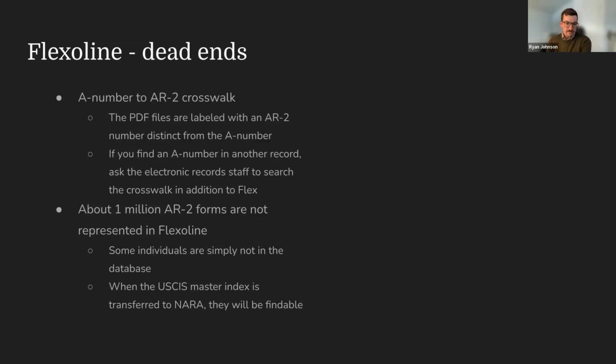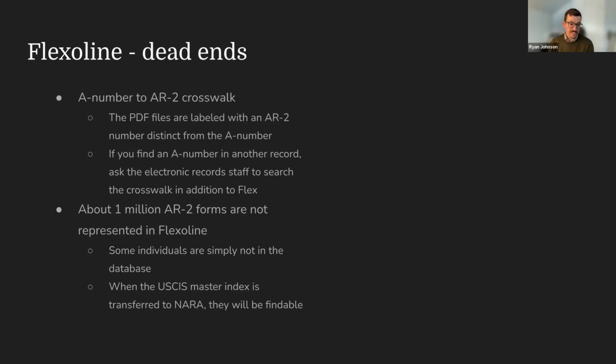And finally, there are simply some individuals that won't be found. NARA found that about 1 million alien registrations are not represented in Flexoline. When the USCIS master index is transferred to the National Archives, then those forms will be findable. But right now, the master index hasn't been transferred due to privacy concerns.